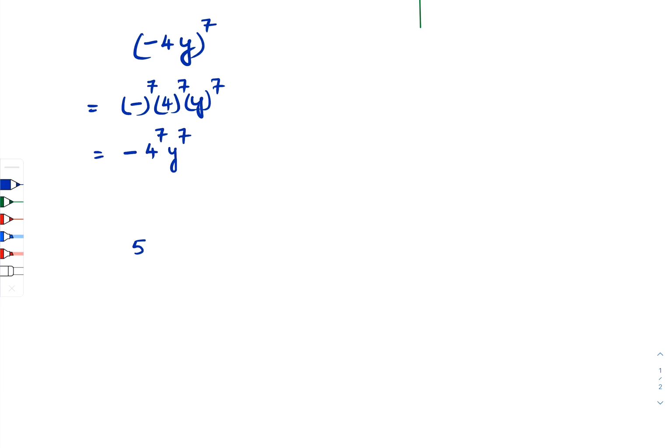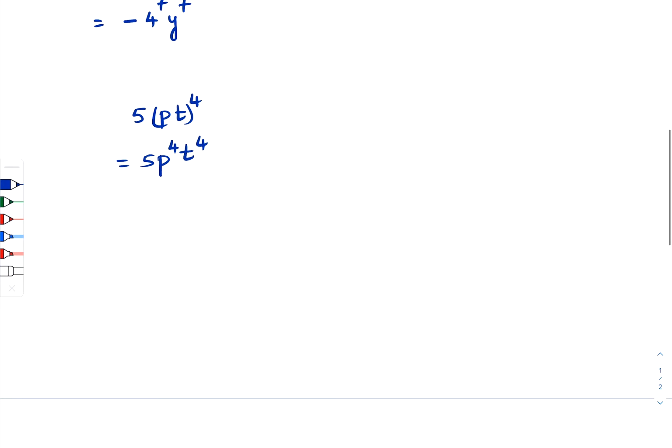Let's say you have 5pt raised to the 4th. Now pay attention out here. The 4 does not apply to the 5. So that power does not apply to the 5, but this power applies to the p and the t. So that's simply 5 times p raised to the 4th times t raised to the 4th. All right. Try another one.